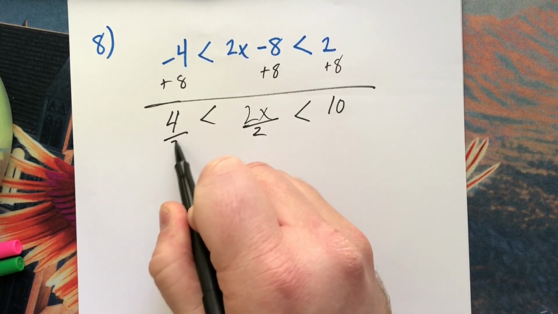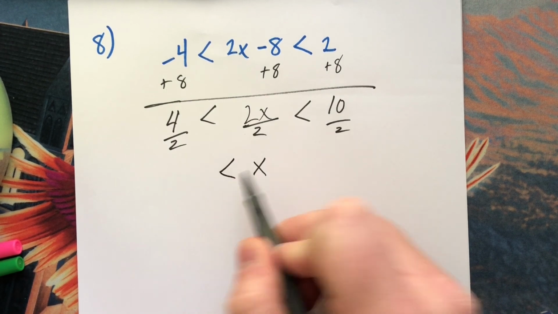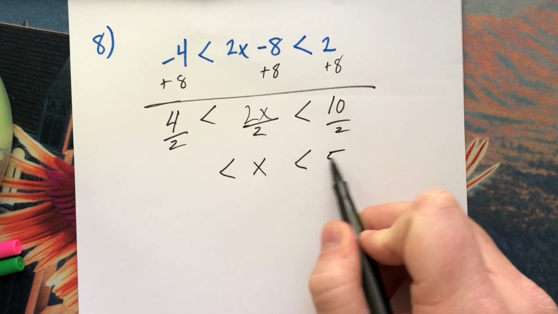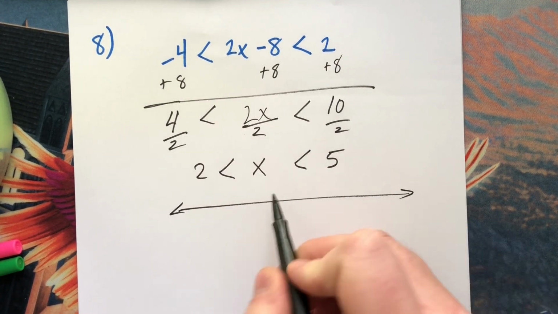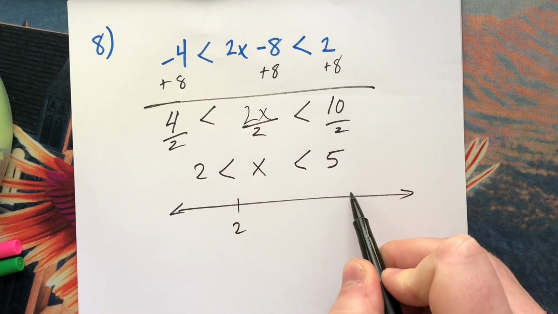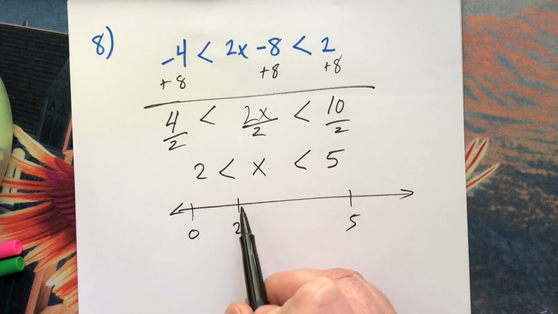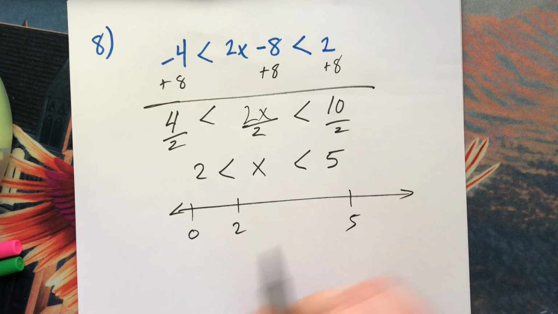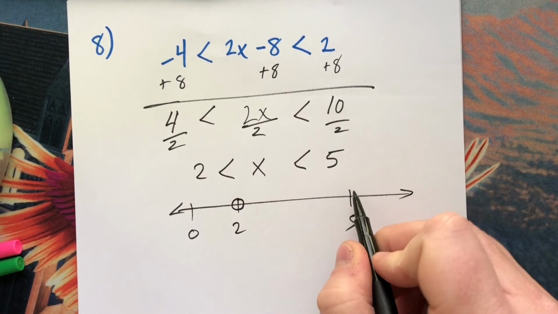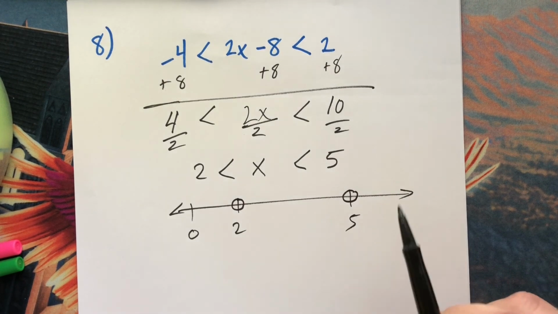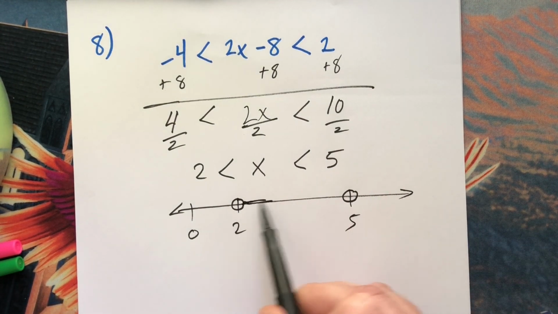We divide by 2, divide by 2, divide by 2. We get x in the middle. Over here, 10 divided by 2 is 5. 4 divided by 2 is 2. So here's 2. Here's 5. Sure, why not? Here's 0. 1, 2, 3, 4. That's a little bit off, whatever. These are all just estimating anyway. I don't fill that one in, and I don't fill that one in. I just shade in the middle.